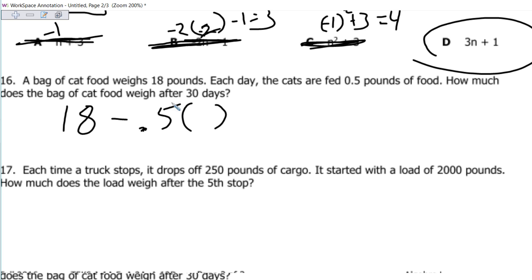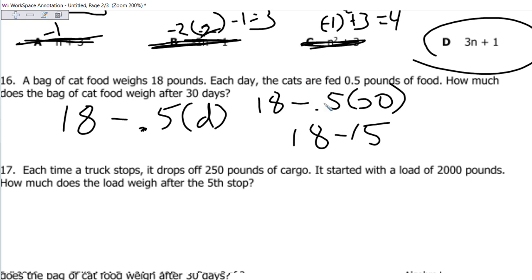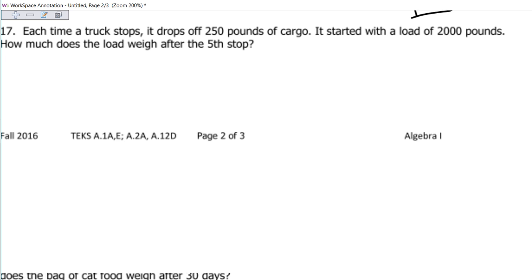So we're going to just plug in a variable. We're going to call it D. Okay? So a bag of cat food weighs 18 pounds each day. Okay? Now, how much does the bag of cat food weigh after 30 days? So we're going to go 18 minus 0.5 times 30. So that's 18 minus 15, and that equals 3. So there it is. Okay?